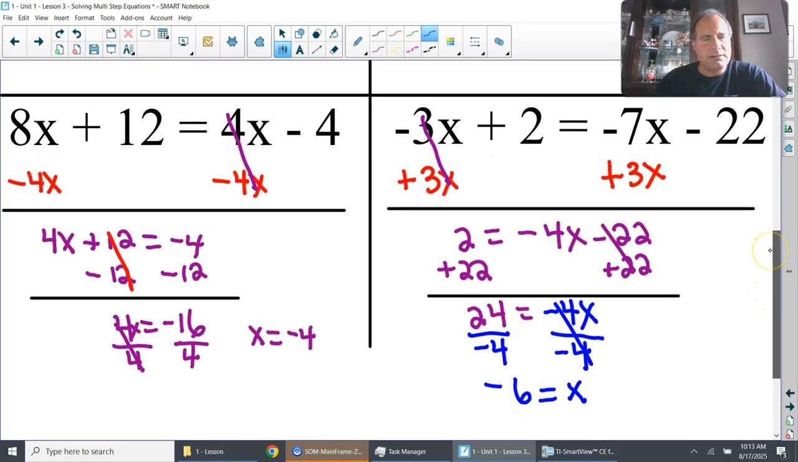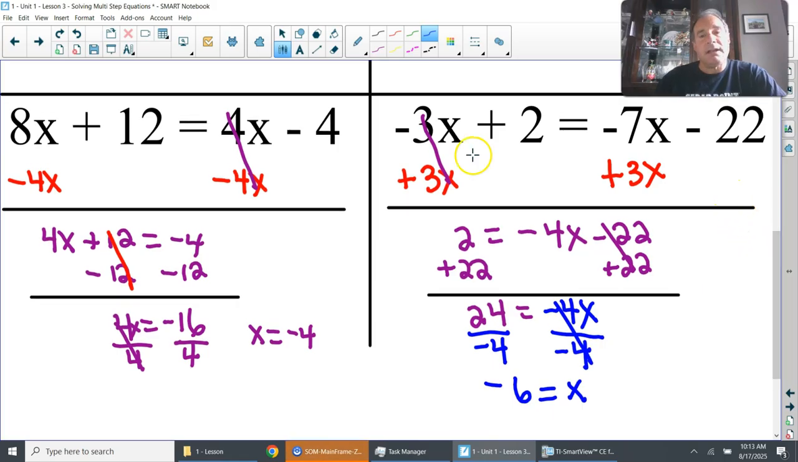And that is how you do those two. Again, I would have added 7x on both sides. If I add 7x on both sides, I have a positive 4x here, and then I would minus 2 on both sides. I would have a negative 24. I would come out to have the same answer. It is a negative 6.